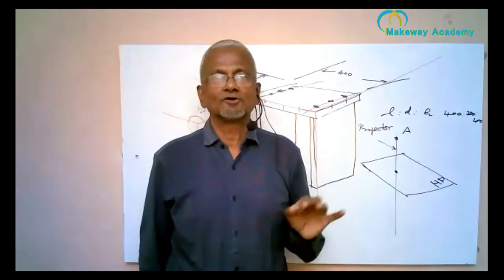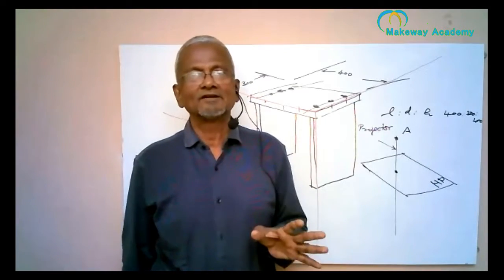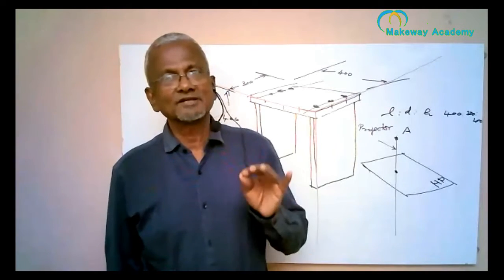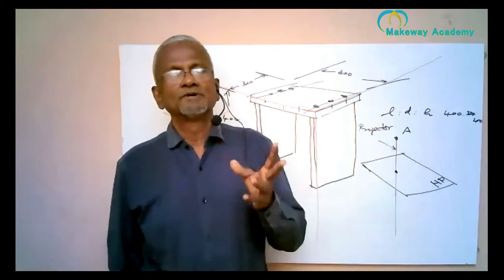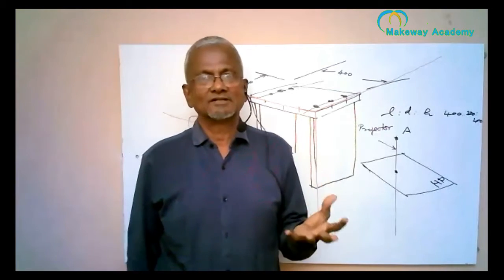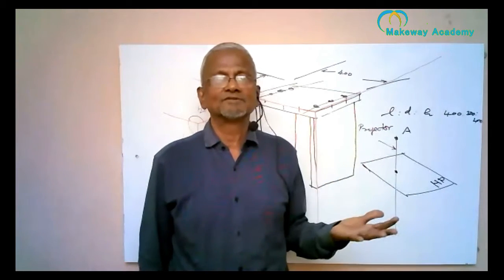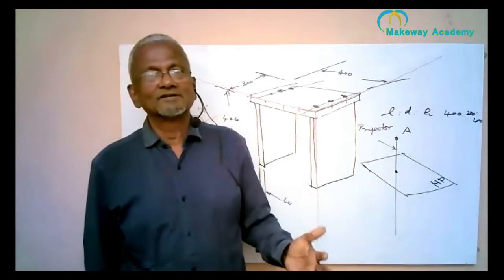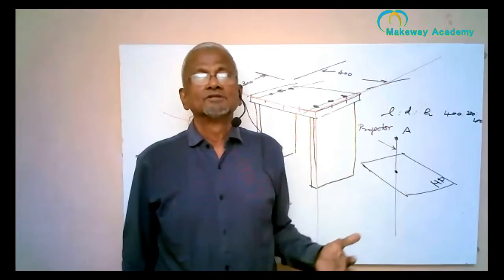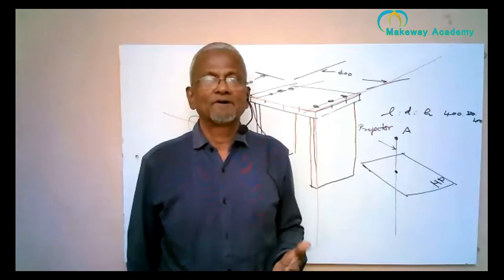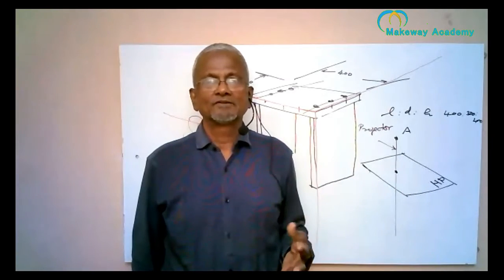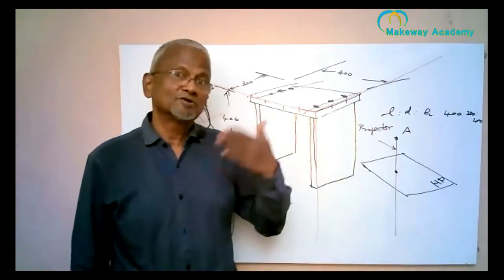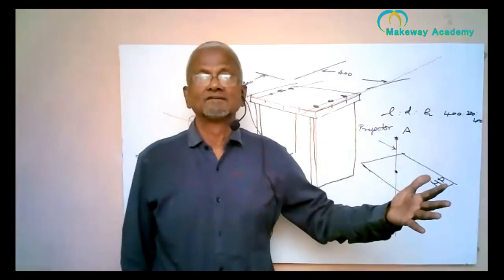How to project an object onto a plane. So in engineering drawing, the whole concept is projection. The objects are three-dimensional, but the drawing paper is two-dimensional. So we have to represent the three-dimensional object onto the two-dimensional paper. How do we do that? We need to project. So I use that word project. We need to project the object onto the planes.